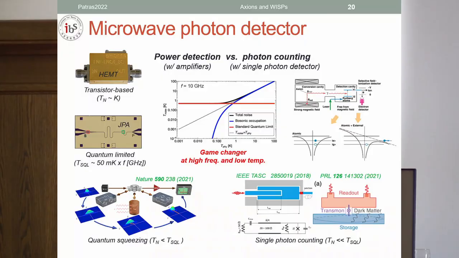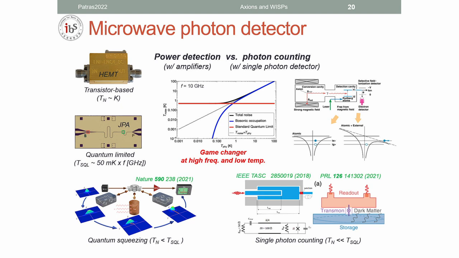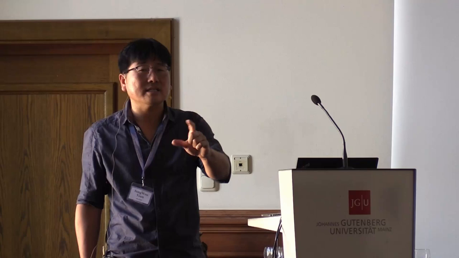Okay. So there is some effort from the Korean group, and they utilize a particular design of the JPA, and depending on how they apply the voltage, they count single photons, particularly at 14 gigahertz. They also claim that their dark count rate, which could be the dominant noise source in a single photon detector, is 10 to the minus 3 hertz, which some people find unbelievable, but they claim that.